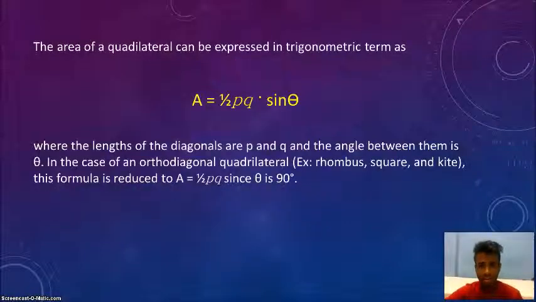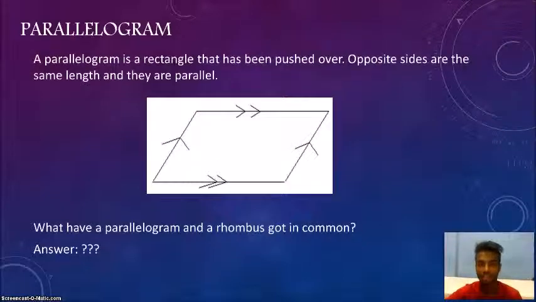The area of a quadrilateral can be expressed in trigonometric terms as A equals 1 over 2 PQ sin theta, where the lengths of the diagonals are P and Q and the angle between them is theta. In the case of an orthodiagonal quadrilateral, for example rhombus, square and kite, this formula is reduced to A equals 1 over 2 PQ since theta is 90 degrees.